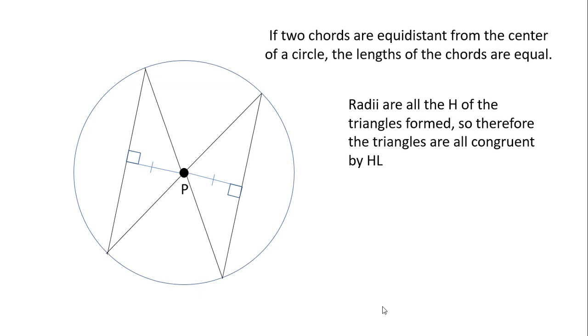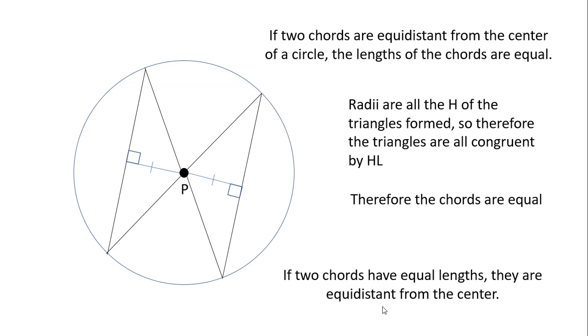they're equidistant from the center, so therefore these triangles are all congruent by the hypotenuse leg theorem. Therefore, the chords are equal because each is twice the base of the triangles. From this, we can also say that if the chords are equal, they're equidistant from the center.